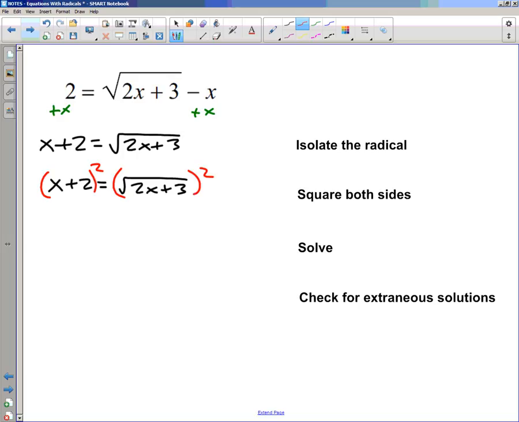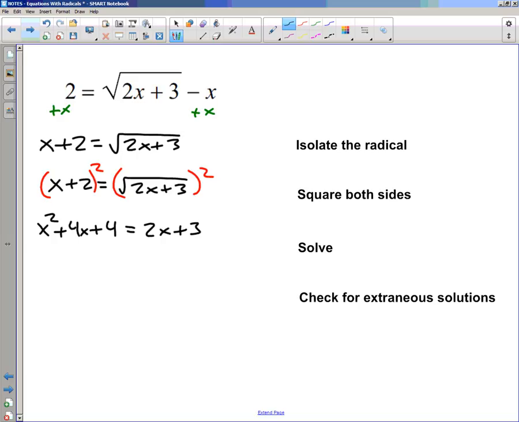We need to square both sides, meaning I'm squaring not the x and the 2, but the entire x plus 2. This is where we're going to use our shortcut we talked about earlier. Square the first, square the second, multiply 2 times the first times the second, which would give us a 4x here. On the right-hand side, when we square that radical, it's just going to make the radical disappear.